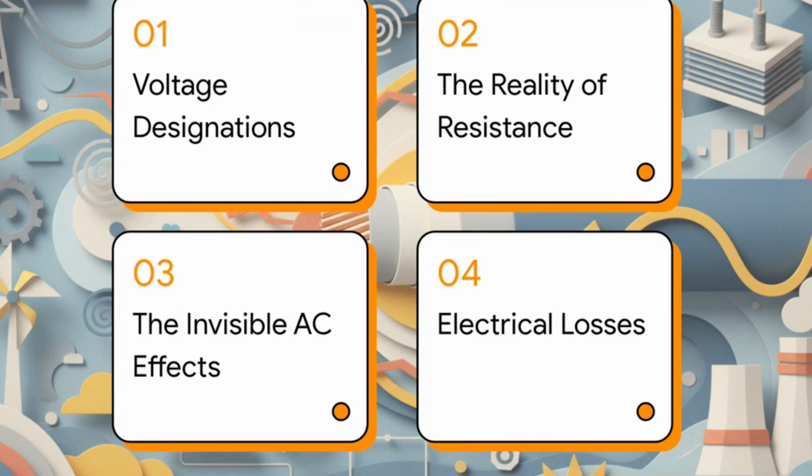Here's the game plan for today. First, we'll talk about how cables are identified, their language basically. Then we'll dive inside the conductor to really get a grip on resistance. After that, we'll uncover these invisible AC effects that completely change the game. And finally, we'll see how it all adds up to energy loss. Okay, Section 1, Voltage Designations.